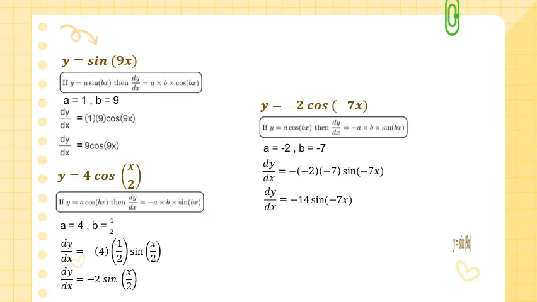Number 3, y equals negative 2 cos negative 7x. We use the same formula as number 2. So the a value is negative 2 and the b value is negative 7. So dy/dx equals negative times negative 2 times negative 7 sin negative 7x. So the dy/dx will become negative 14 sin negative 7x.